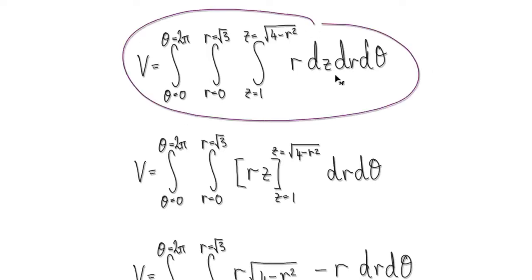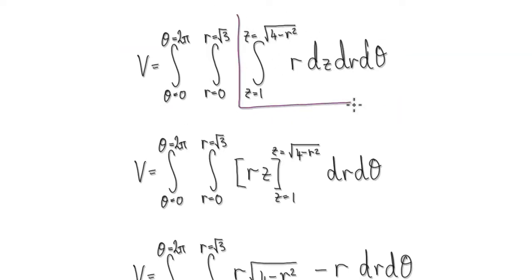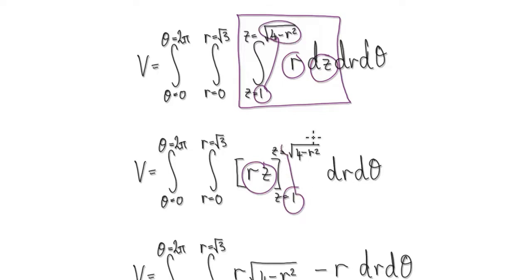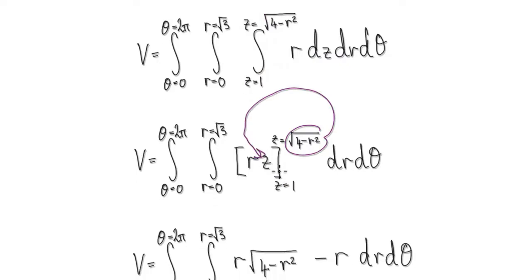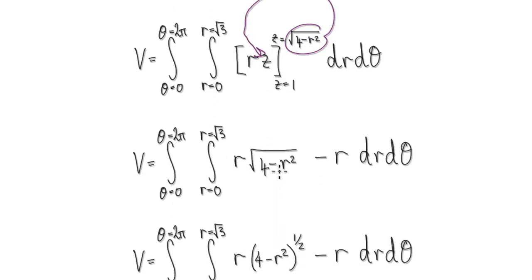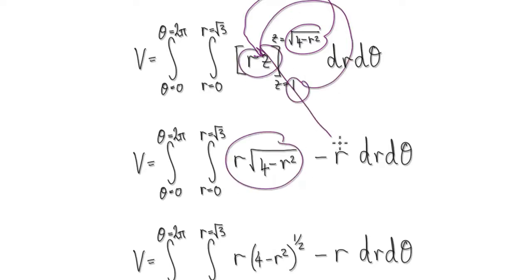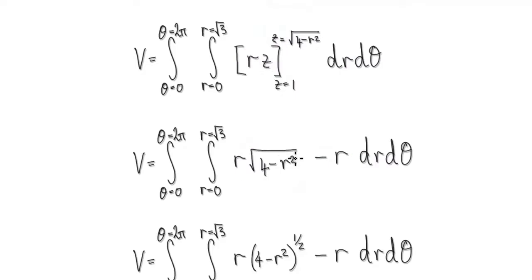And now let's integrate. Looking at the inner integral, integrate this with respect to z. That would be rz from 1 to this. And now put this into the z. That would then give us this, and then put 1 into the z. That would then give us r. So now integrate it.